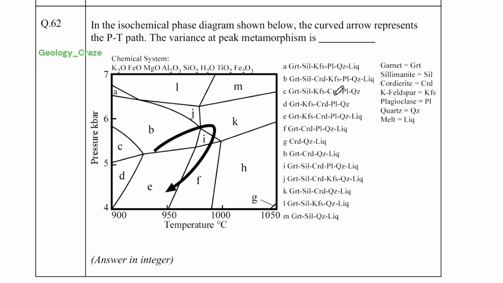So now coming back to our question: in the isochemical phase diagram shown below, the curved arrow represents the PT path. The variance at peak metamorphism is? So we have to calculate the variance. Variance is related with the Gibbs phase rule.